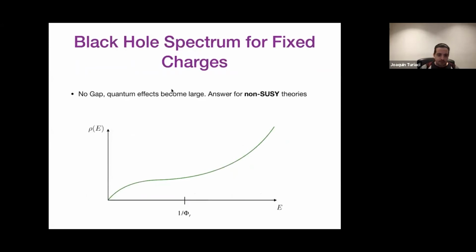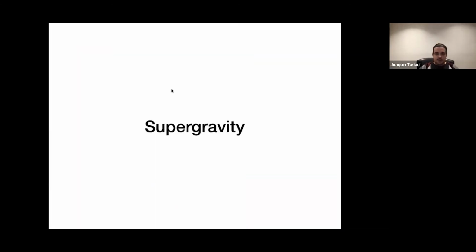Okay, so the conclusion is the picture that I drew in the beginning. We expect near extremal black holes to have this shape for the spectrum. And this phi r now is the scale at which the mode that breaks the conformal symmetry becomes strongly coupled, and not a gap. Okay, so in the last 10 minutes, I will go over the supergravity case to see the differences and see that this is not inconsistent with the string theory expectations.